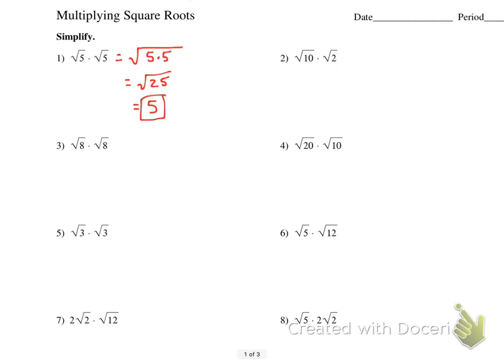All right, so we can look at one a little more complicated, even if it doesn't seem complicated. Actually, let's do number 2. Number 2 seems really straightforward. So let's just combine these together. Instead of square root of 10 times square root of 2, I'm going to have square root of 10 times 2, which gives me the square root of what? 20. At this point, it's just like we had on the other side of the page.